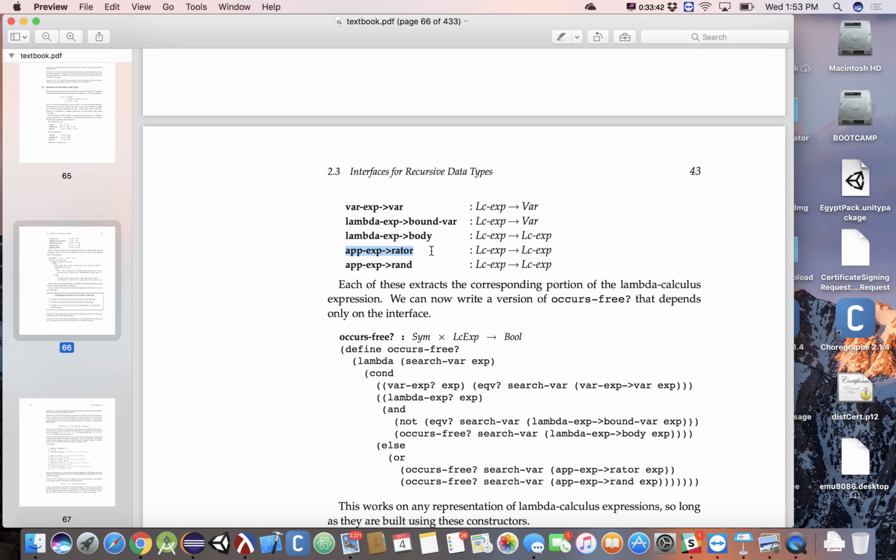All right, so these observers, we've written those two, correct? We wrote an observer for taking an app expression and producing the operator. We've written an observer for taking an app expression and creating the operand. What about an observer for the lambda expression creating a body?